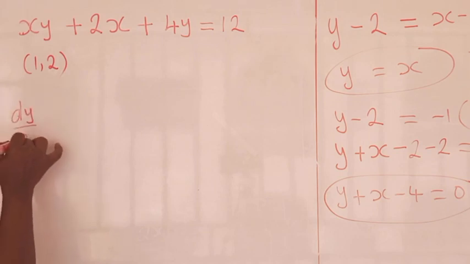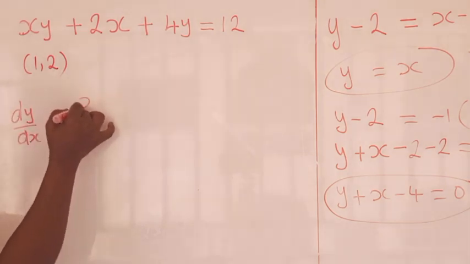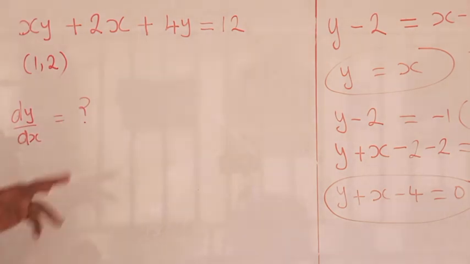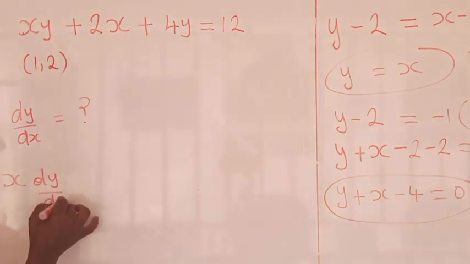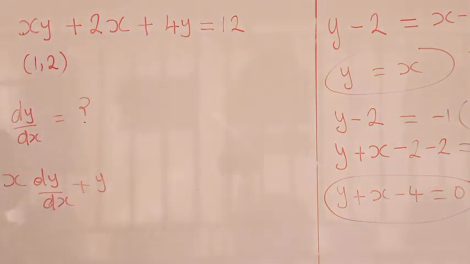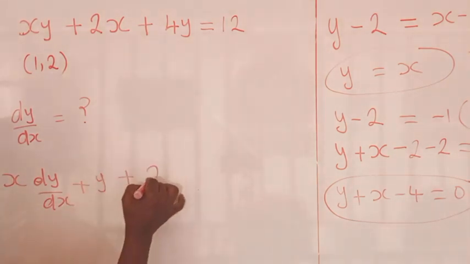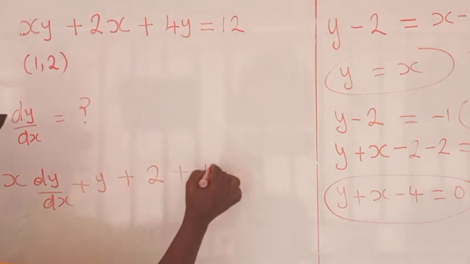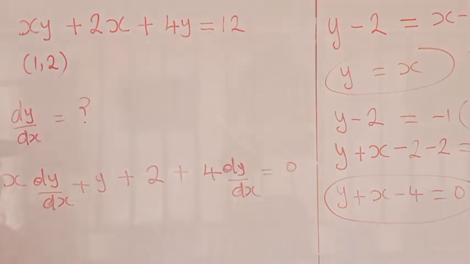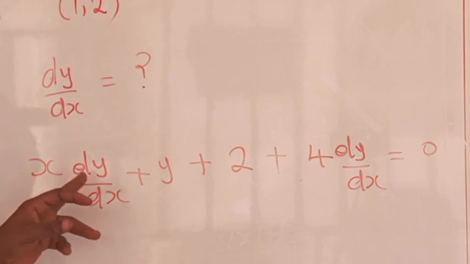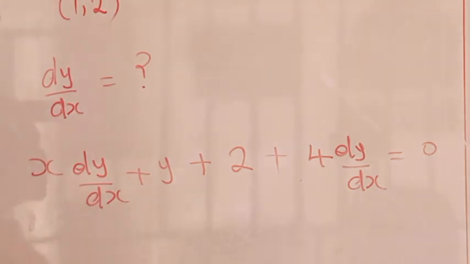Well, first of all, get the slope. What is dy/dx? Remember your implicit differentiation. Now this is a product, so we have x dy/dx plus y dx/dx, which is 1, plus 2 plus 4 dy/dx is equal to 0.